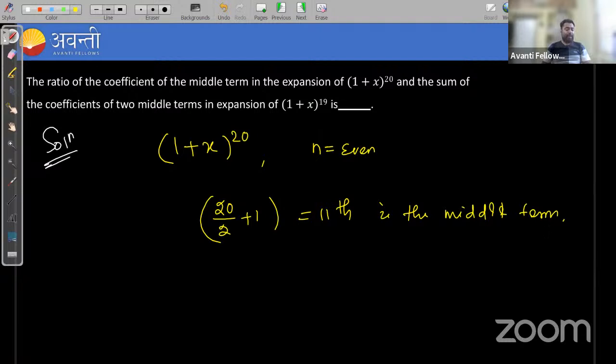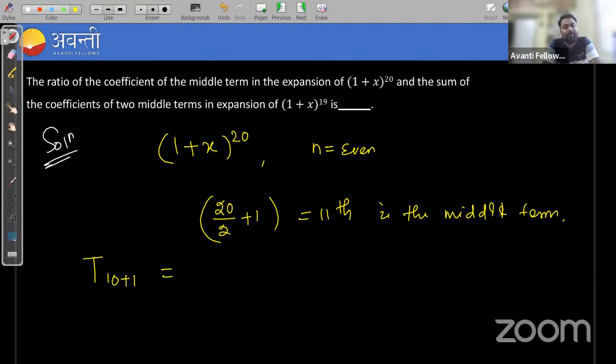So how can we find the 11th term? When we need to find the 11th term of the expansion, then r must be 10, since T11 is T(10+1). So if r is 10, can you find the middle term?